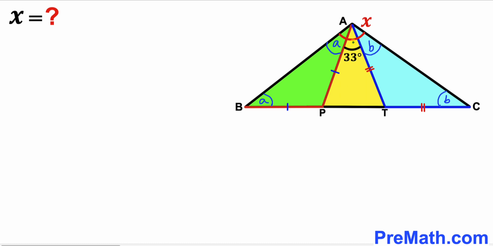Now let's make an observation. We can see that this whole angle BAC is being represented by X. Furthermore, this angle BAC consists of three angles: this angle lowercase a, 33 degrees, and this angle lowercase b. So we can write down that angle X is equal to a plus b plus 33 degrees. I'm going to label this as equation number 1.